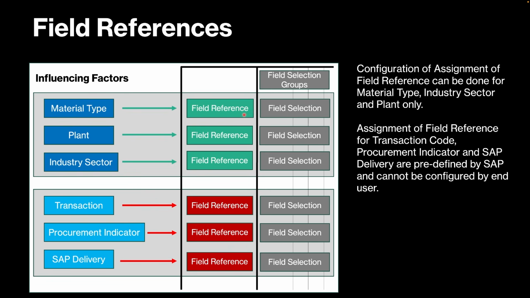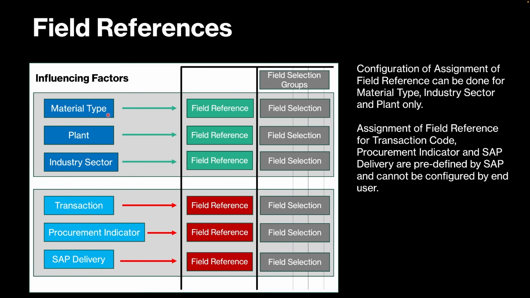Now, as you can see on the screen, out of these 6 influencing factors, there are 3 influencing factors for which SAP has predefined the field reference. That is, you cannot configure the field reference for these 3 influencing factors. That is transaction, procurement indicator, and SAP delivery. Now, all these 3 influencing factors have their own field reference, which is predefined by SAP. You will find them in the configuration, but you will not be able to change them.